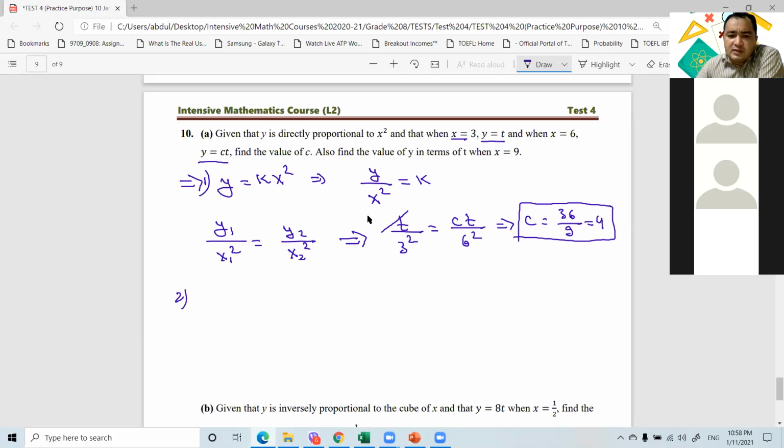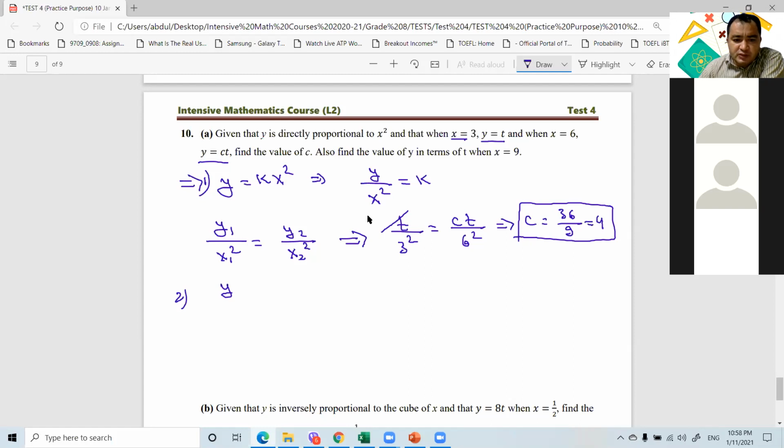And the second part, it says also find the value of y in terms of t when x equals 9. So if c equals 4, right? Okay, find the value of y in terms of t when x equals 9. All right, I will continue here.